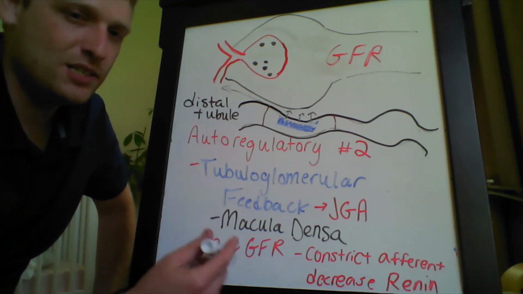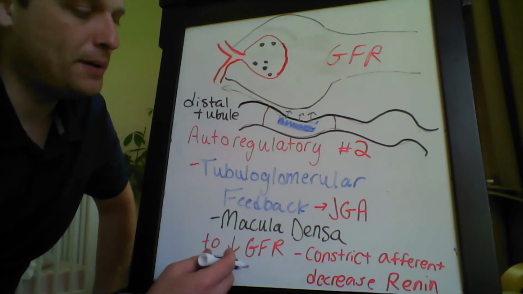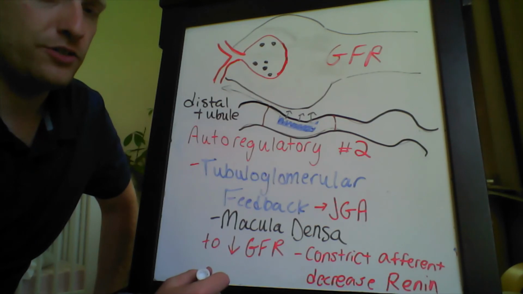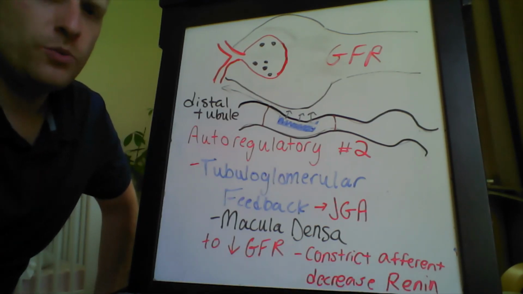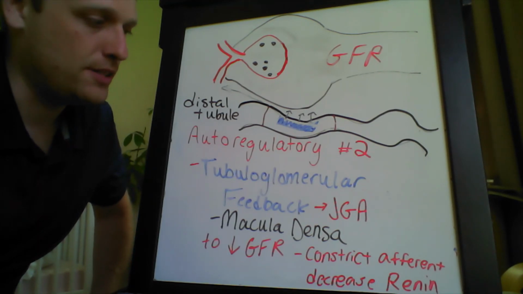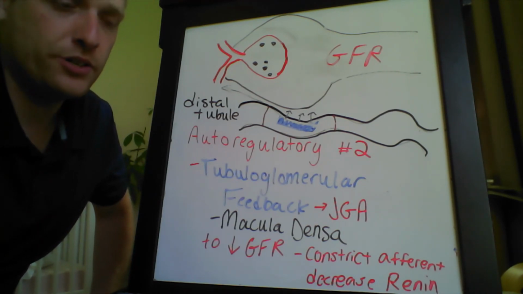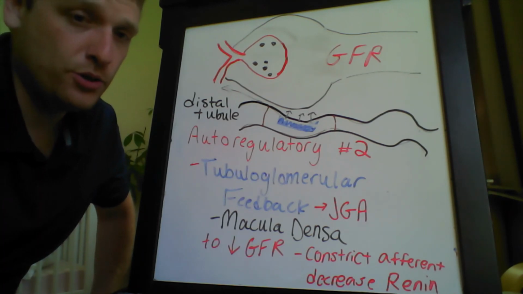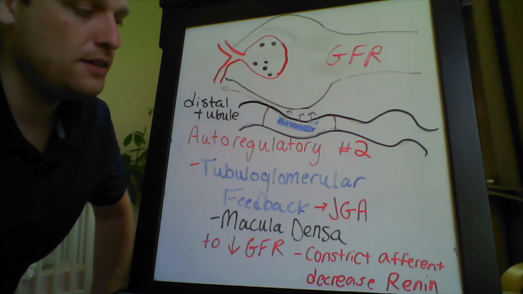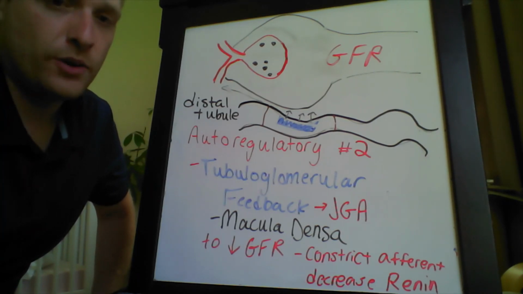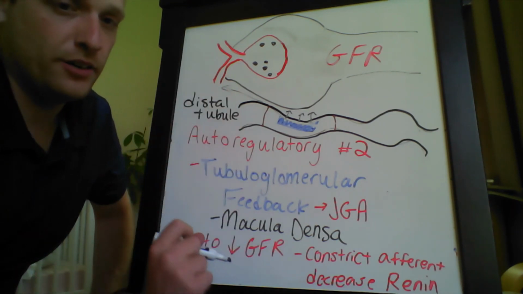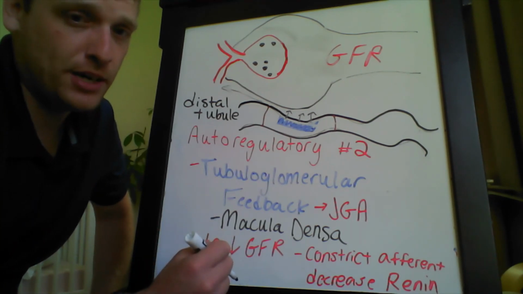And if this persists for a long time, kind of jumping ahead a little bit to one of the hormones that regulates glomerular filtration rate, is renin. So we talked about the RAAS, the renin-angiotensin-aldosterone system, for controlling blood pressure. And the kidneys, of course, produce renin. It's called renin because it comes from the renal system, the kidneys. So renin is going to increase blood pressure. And one way to decrease glomerular filtration rate is to decrease blood pressure.